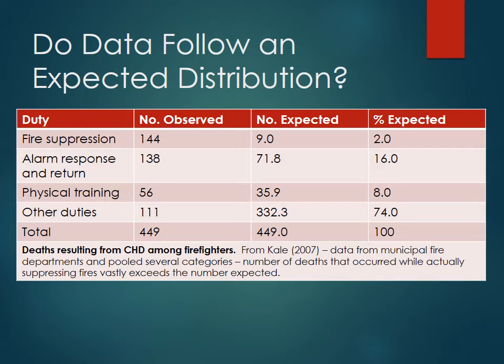So if deaths were just occurring randomly during this time period, you expect about 2% of them to occur during that time period, versus they spend the bulk of their time doing other duties. You expect the majority of deaths to occur during that time period, right? That would make sense. That would be the expected frequencies.